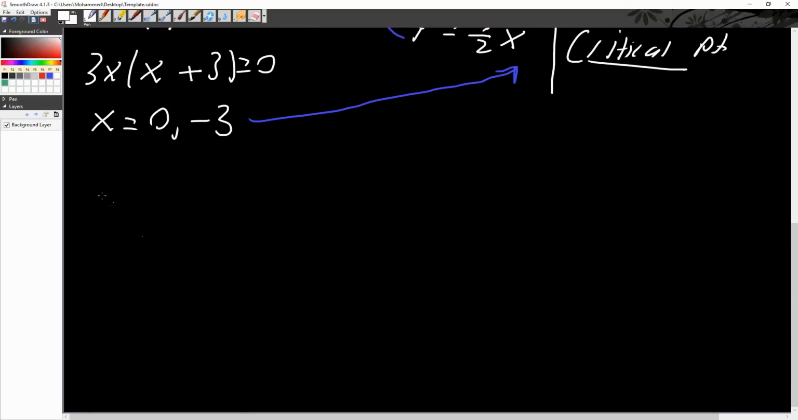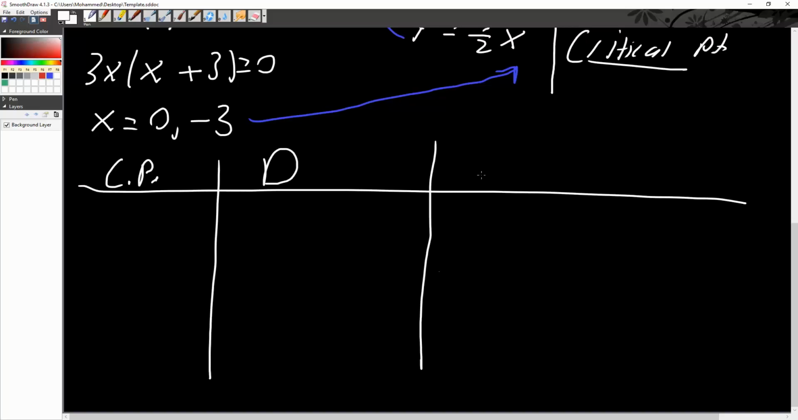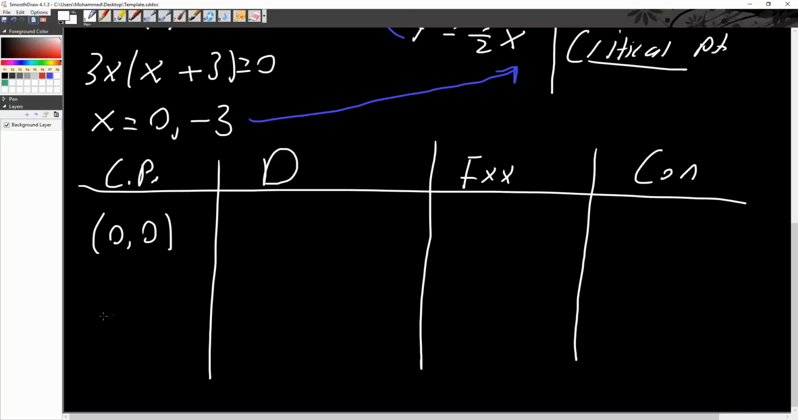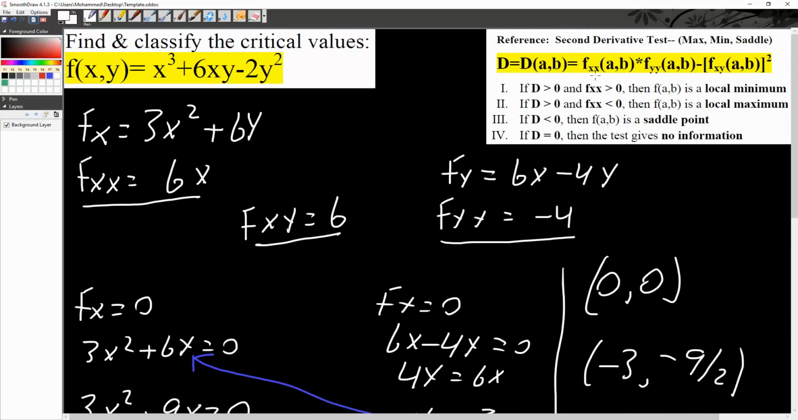So we will construct a table. We'll have the critical point, C.P., our formula to classify, D, our fxx, and our conclusion. For our two critical points, that is (0, 0) and (negative 3, negative 9/2), those two points we'll be testing. So we go up to our original equation of fxx. We plug in 0 for x, which is going to be 0.